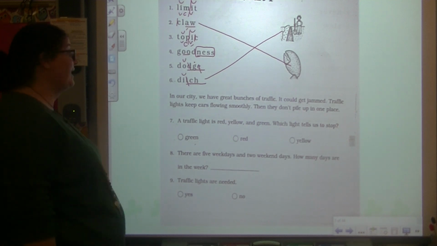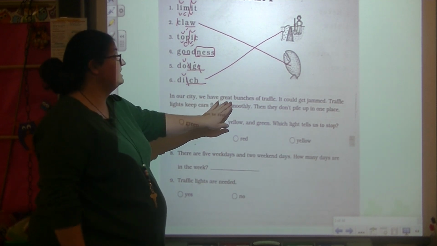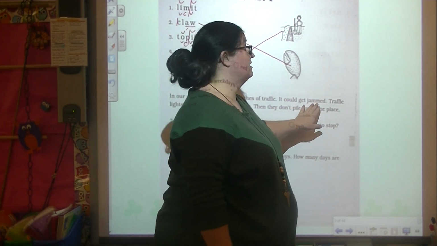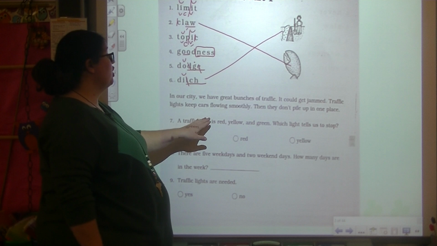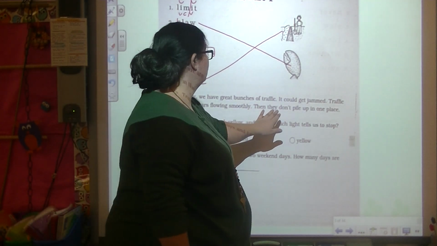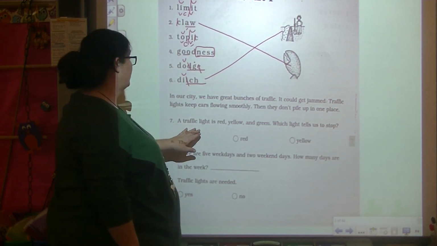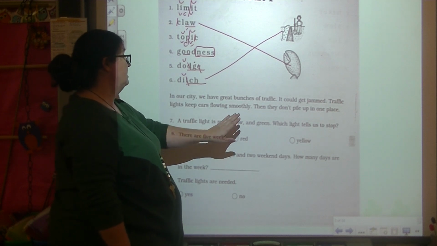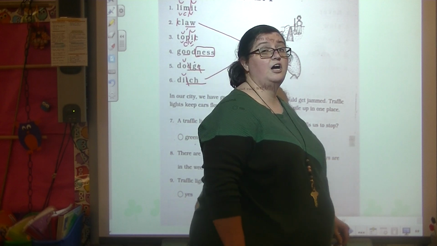All right, in our passage today. In our city, we have great bunches of traffic. It could get jammed. Traffic lights keep cars flowing smoothly. They don't pile up in one place. A traffic light, number 7, a traffic light is red, yellow, and green. Which light tells us to stop?